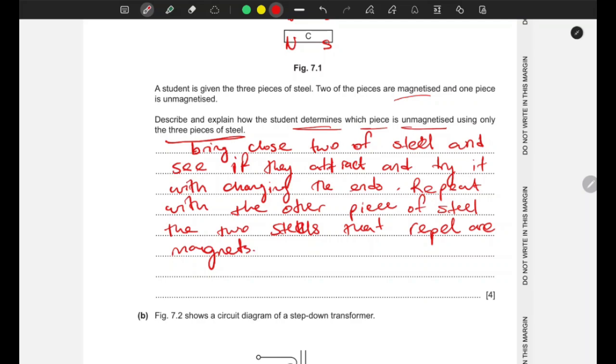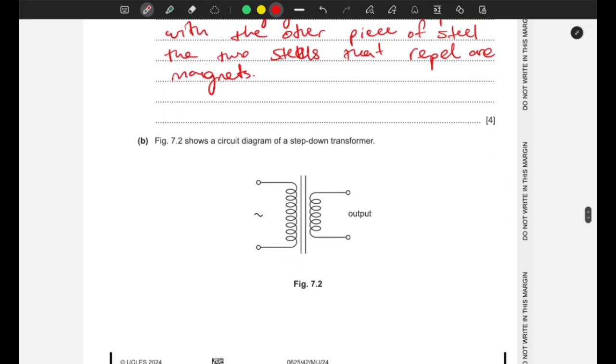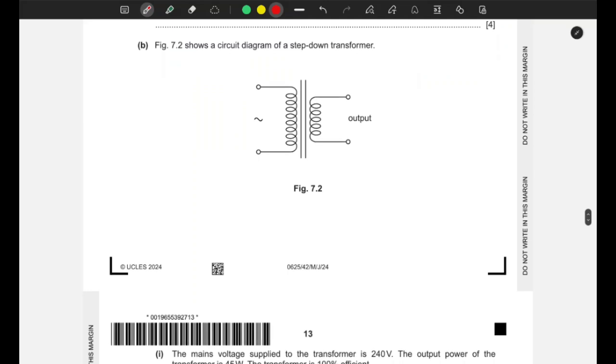Because if it's not a magnet, it won't have a north pole and a south pole, so it would always be attracted to the other magnet. But if it's a magnet, south pole and south pole would not attract each other, they would repel. That's how we know if it's a magnet or not. Part B.